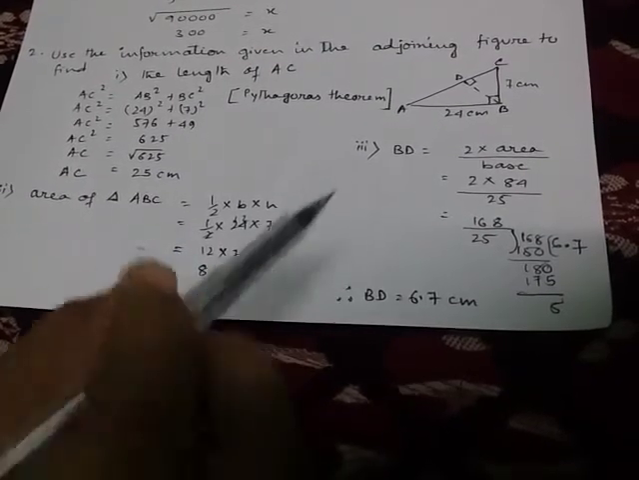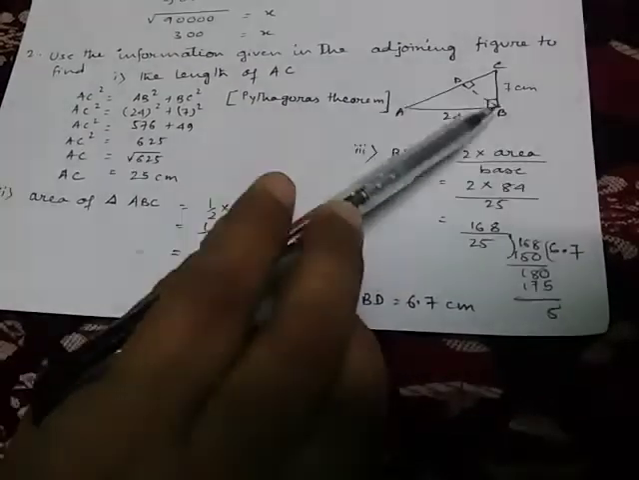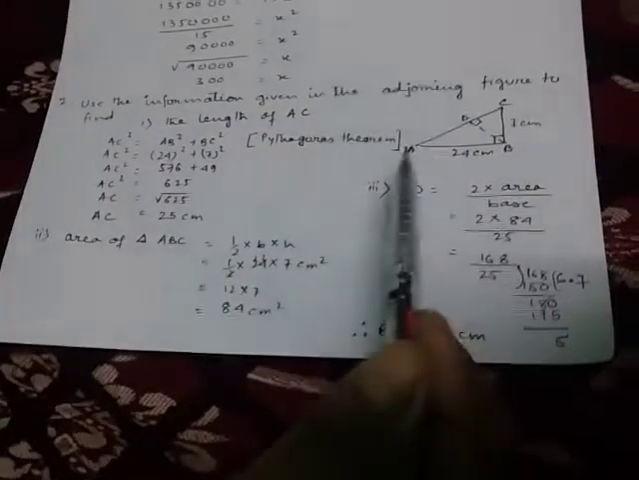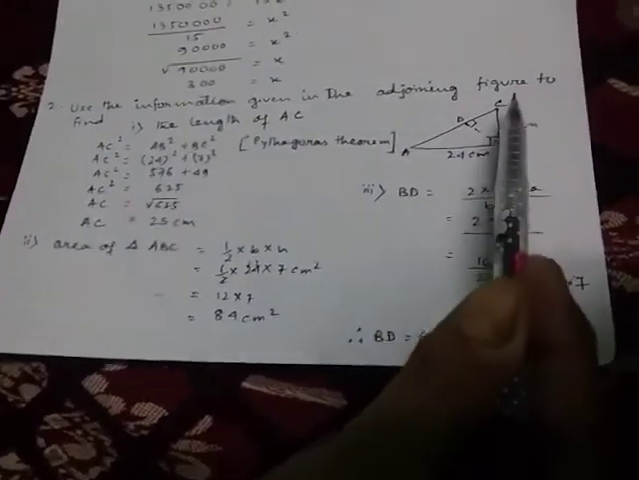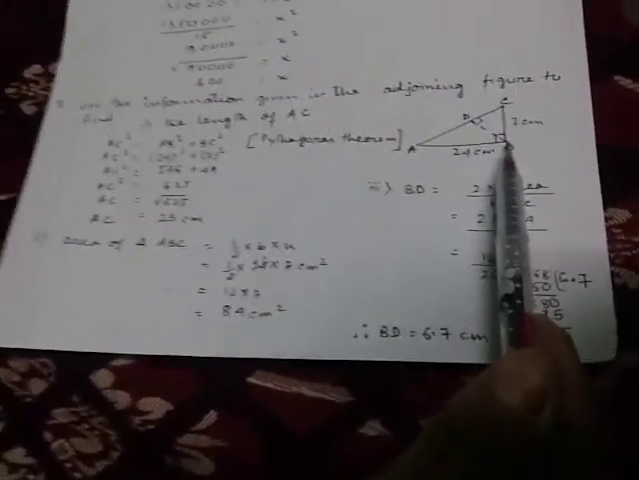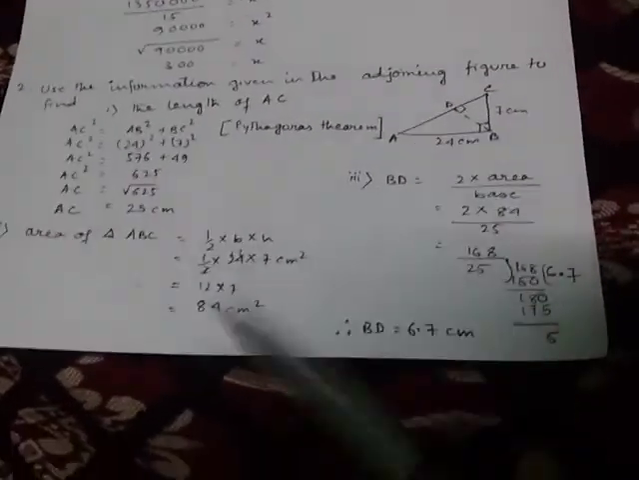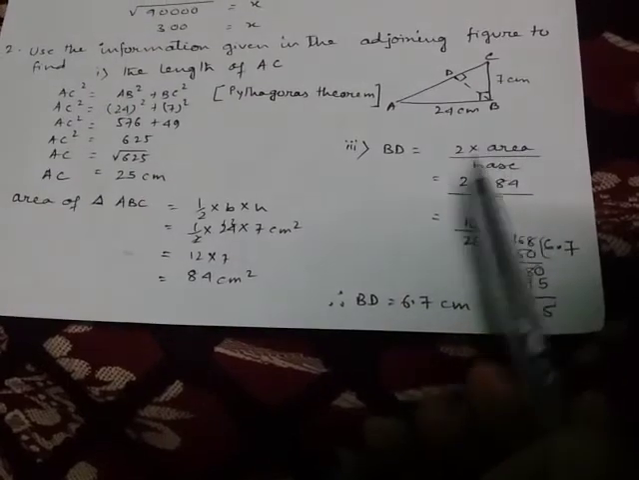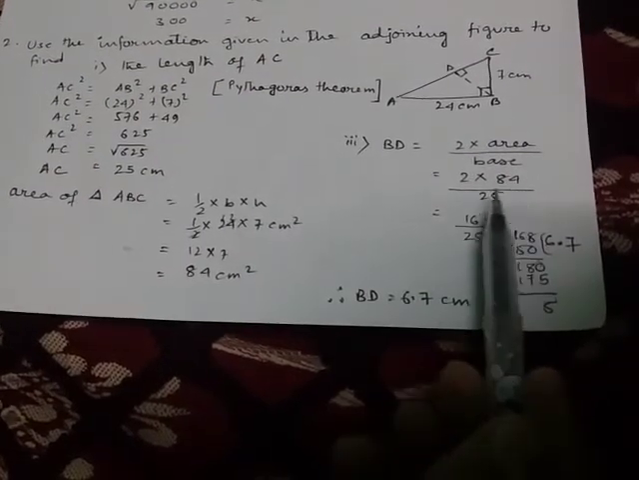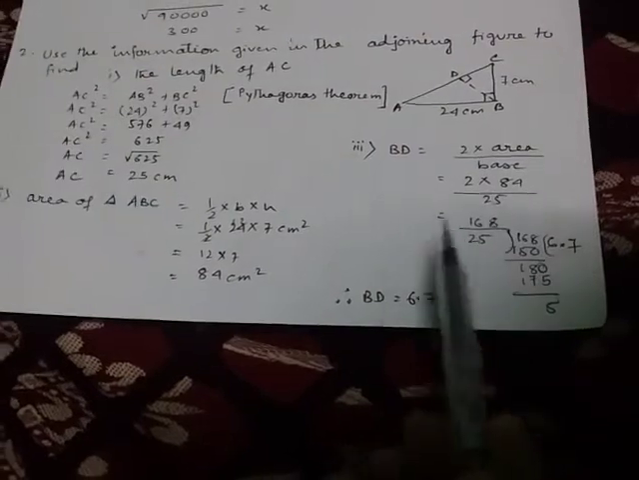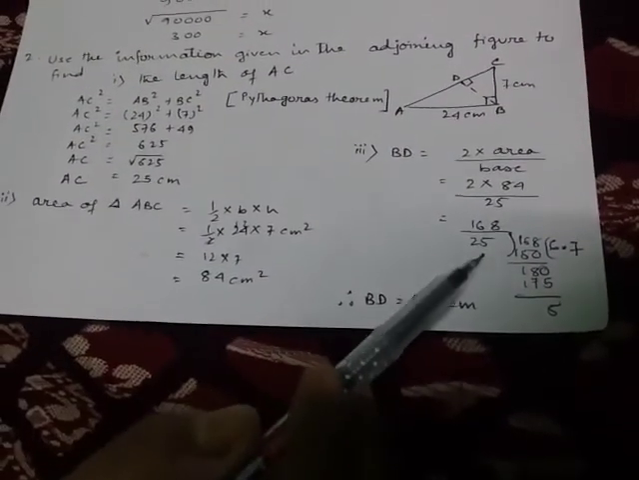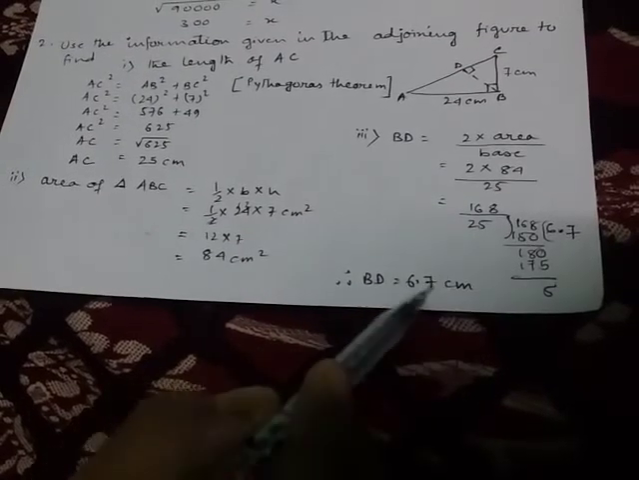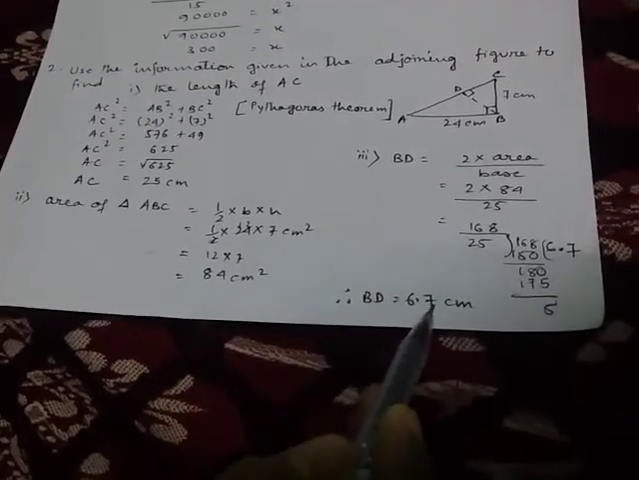Now they want to know the length of BD. We have learned earlier that BD is the height when AC is the base. If I take AC as base, the opposite side, the length from its vertex, that is BD. So the length of BD, that is height, equals 2 into area by base. So 2 into 84 by 25. So 168 by 25, it is 6.7. And they want the answer in 1 decimal, that is 6.7 centimeter.